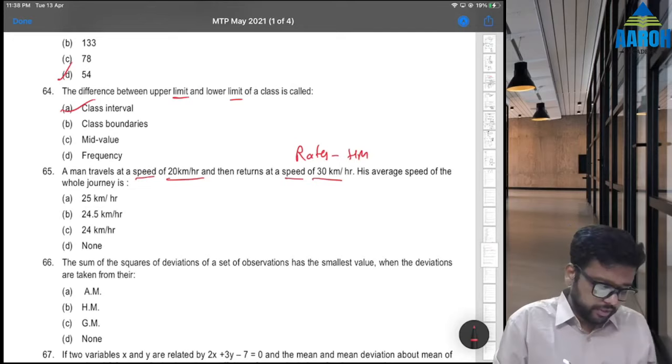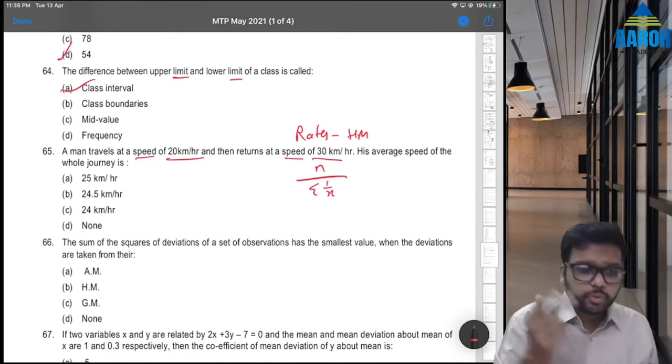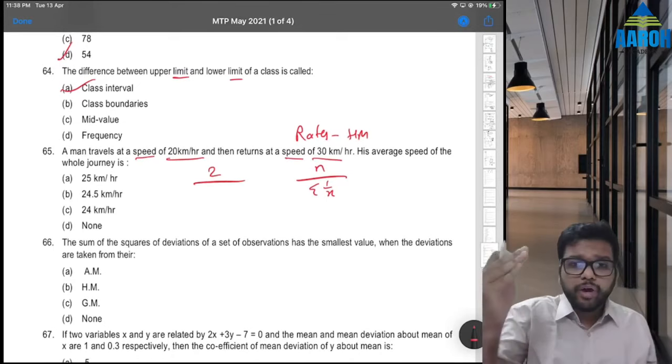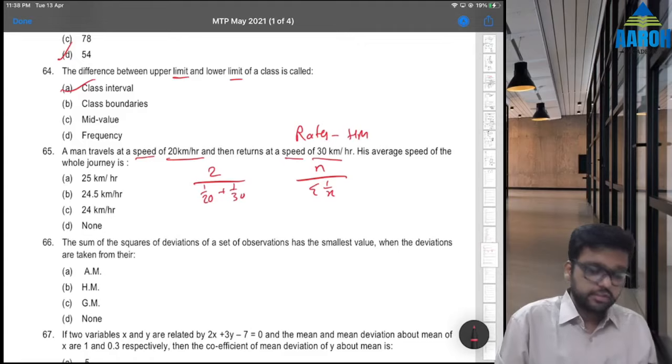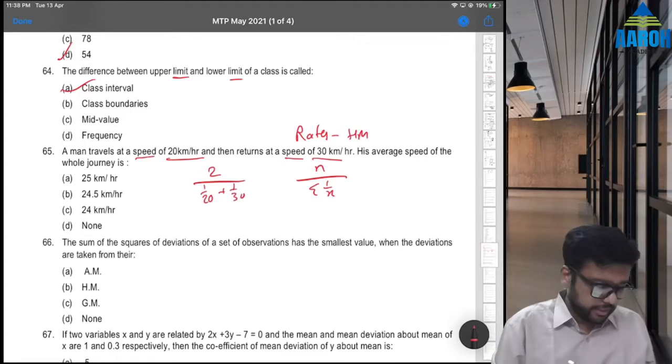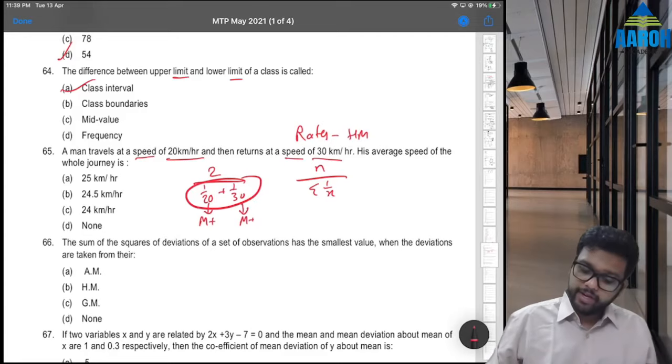What is the formula of harmonic mean? N upon summation 1 by x. So n is 2 here, 2 upon the sum of 1 by x, that is 1 by 20 plus 1 by 30. How to do it on the calculator? First do this part. 1 by 20, M plus, 1 by 30, M plus.